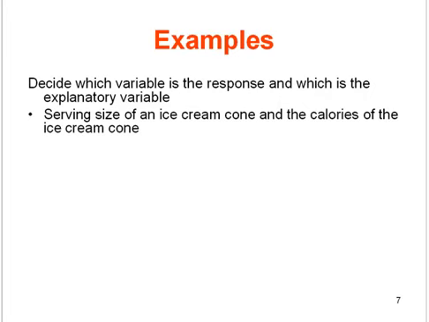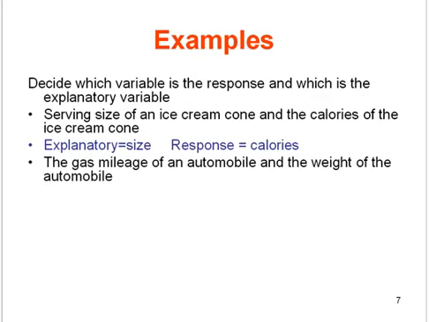Our first example, we're looking at the serving size of an ice cream cone and the calories of that ice cream cone. I would imagine that we're trying to predict calories based on serving size, and hence the serving size is being used to explain the number of calories. What about the gas mileage of an automobile and the weight of that automobile? What are we trying to predict? Probably the gas mileage based on the weight. Explanatory weight, gas mileage response.